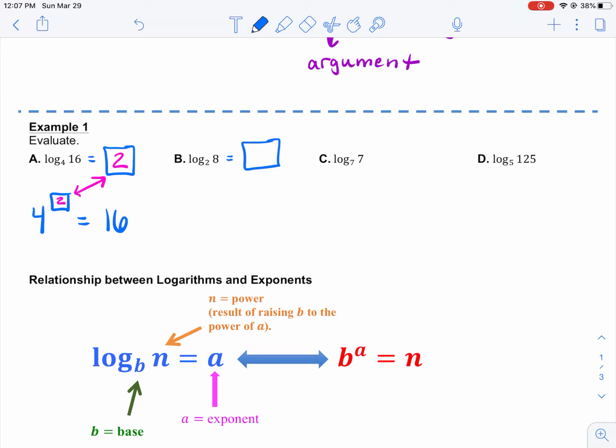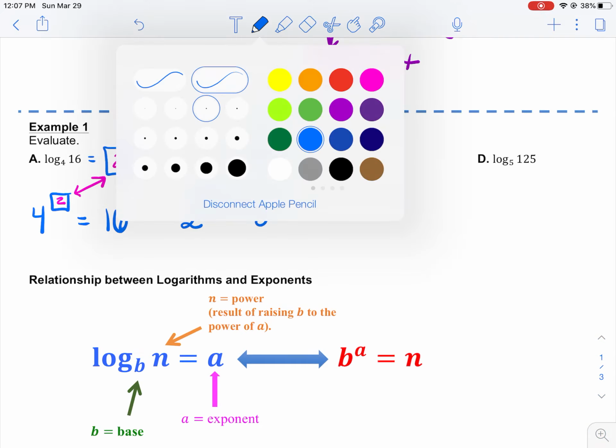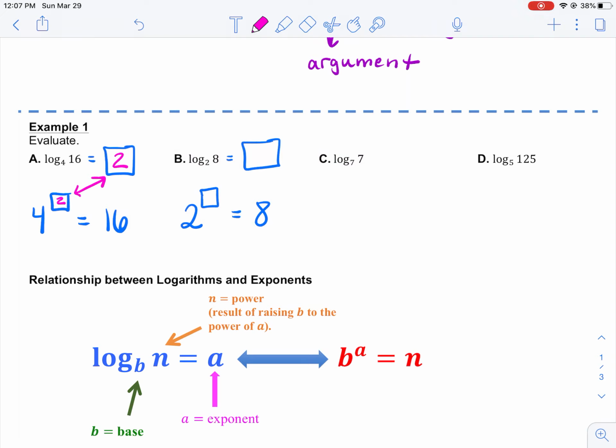Let's try that again. So the next one, the base of the log is 2. So the base of the exponent is 2. And we're trying to figure out 2 to what power equals 8. Well, we know 2 times 2 is 4. 4 times 2 is 8. So 2 to the 3rd equals 8. So log base 2 of 8 equals 3. If you want to try the next couple, if you think you got the hang of it, go ahead.